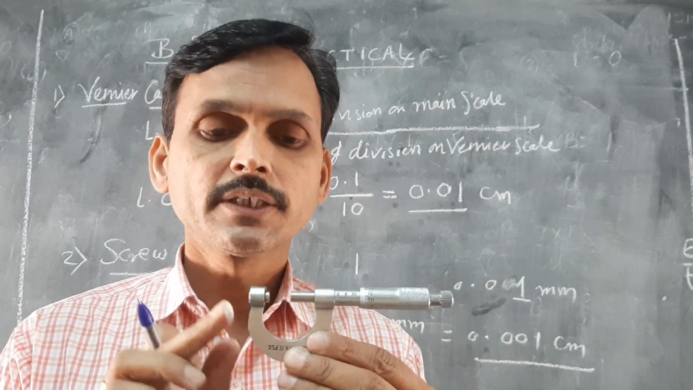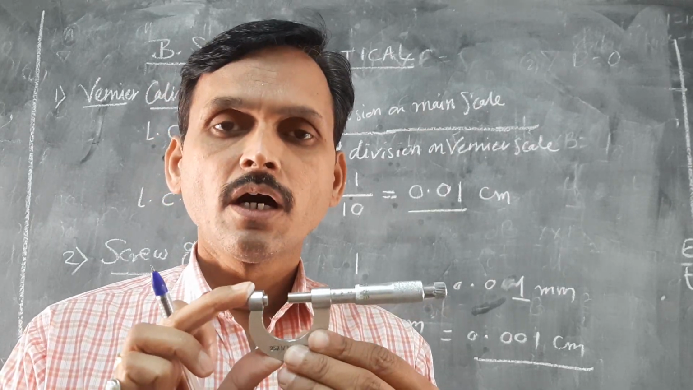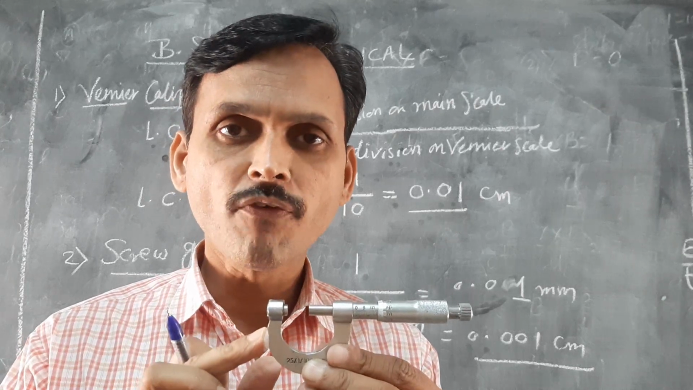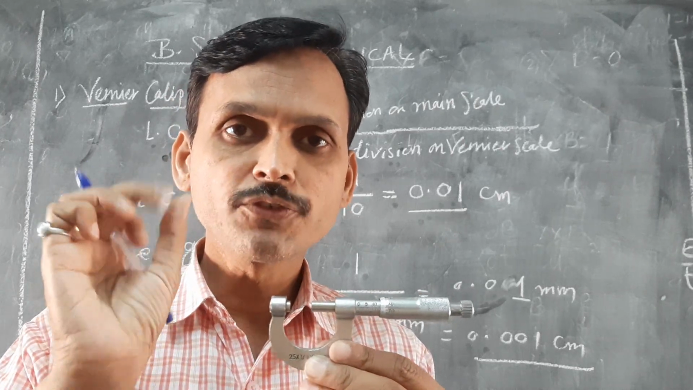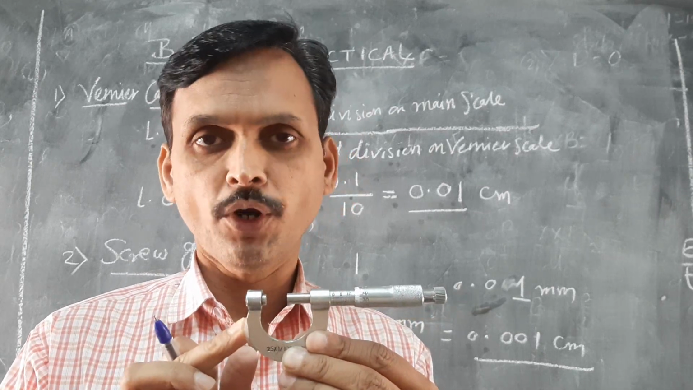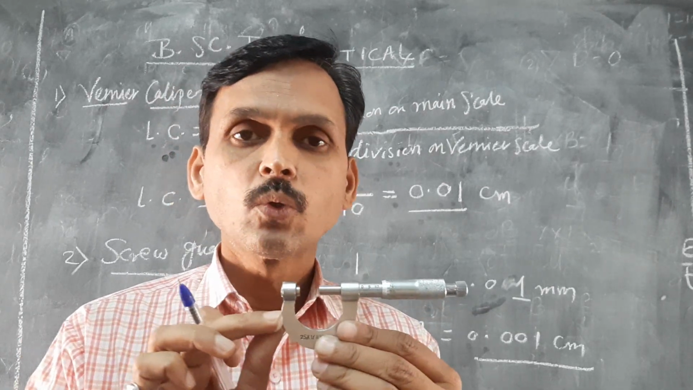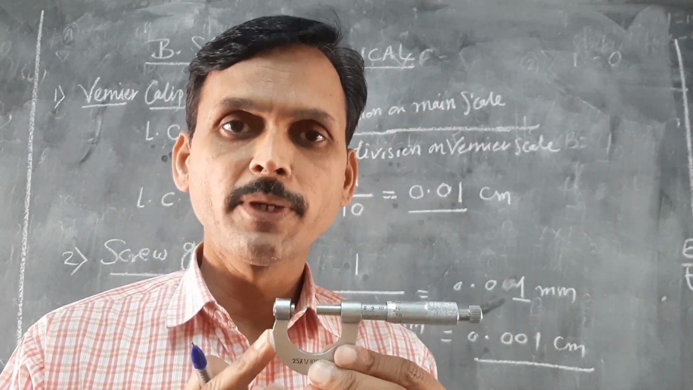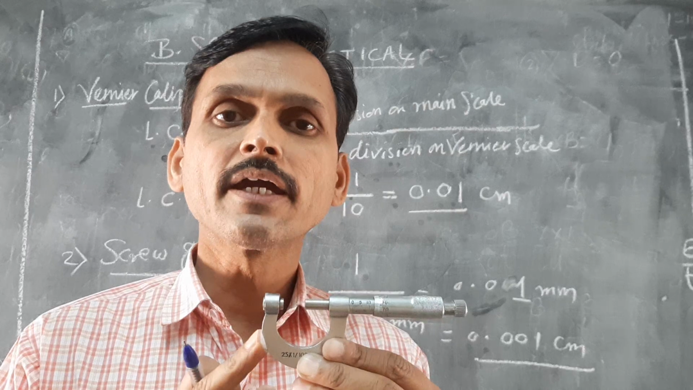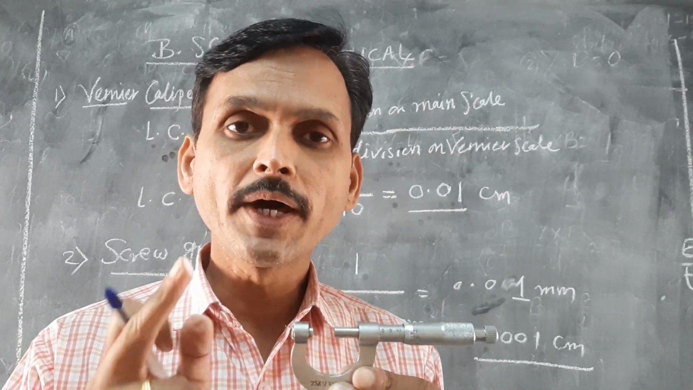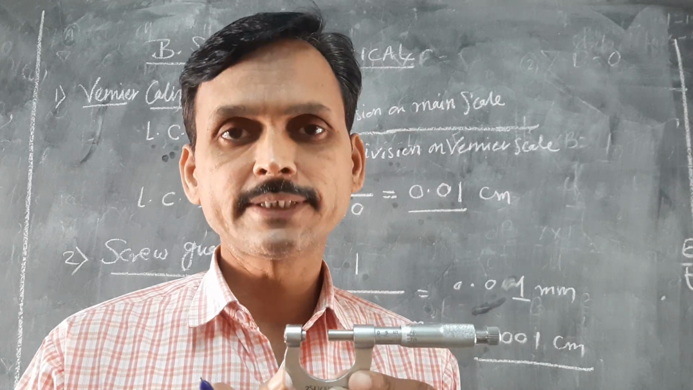Screw gauge can measure small measurements like the diameter of a wire or the thickness of your glass sheet. Okay, so the least count is also important. Least count is nothing but the smallest measurement taken by your instrument. Screw gauge can measure up to 1/100th of a millimeter.